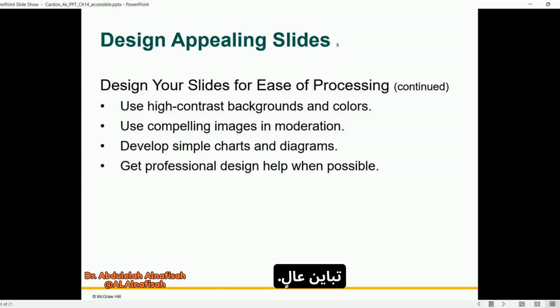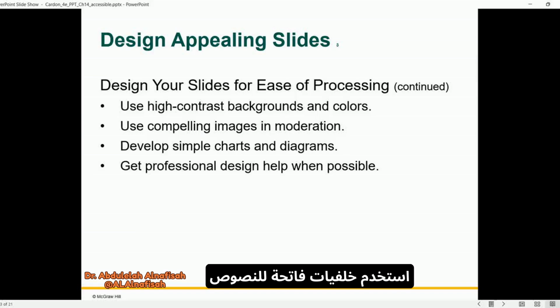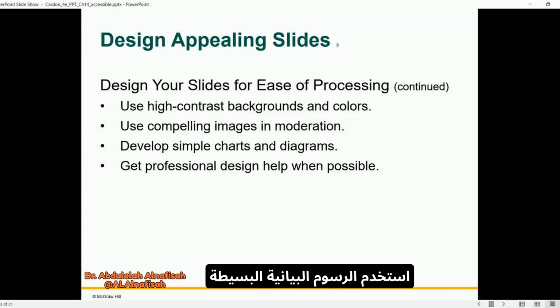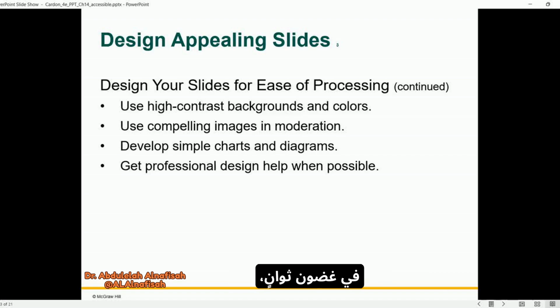High contrast. Select color combinations that enhance readability. For dark text, use light backgrounds and vice versa. Compelling images. Choose images that reinforce your message, but use them sparingly to avoid overwhelming the audience. Effective charts and diagrams. Use simple charts to clarify complex data. Ensure that they are easy to interpret within seconds, preventing your audience from getting lost in details.